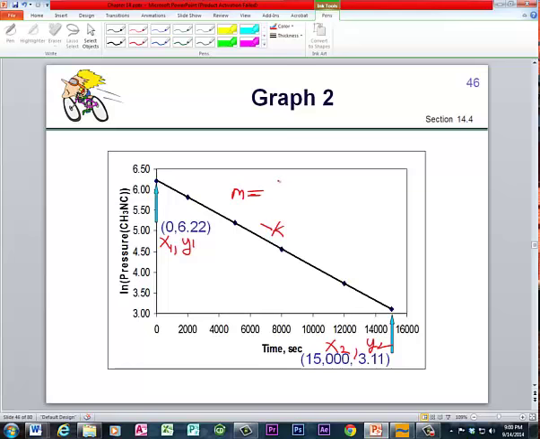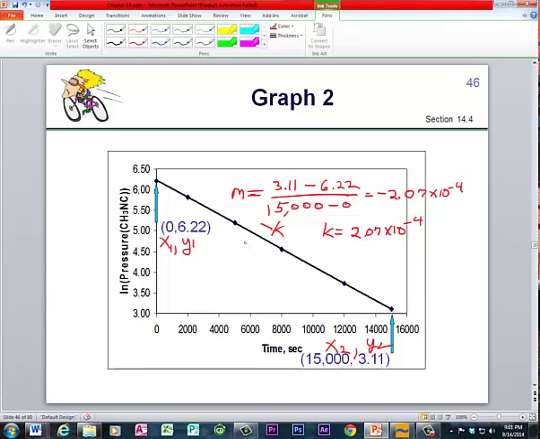So we're going to have y sub 2, which is 3.11, minus y sub 1, 6.22, and we're going to divide that by x sub 2, which is 15,000, minus 0, which is x sub 1. And when we do that, the result is minus 2.07 times 10 to the minus 4. Now, that is the slope of the line. The k will be the positive of that slope, which is 2.07 times 10 to the minus 4.